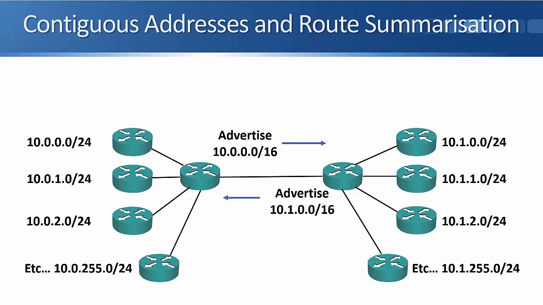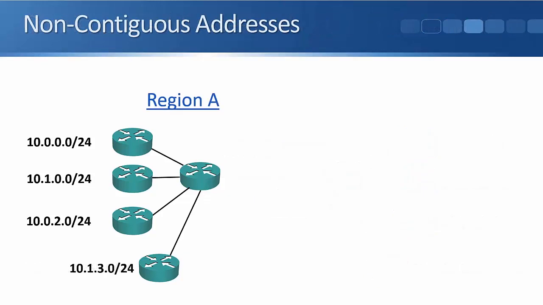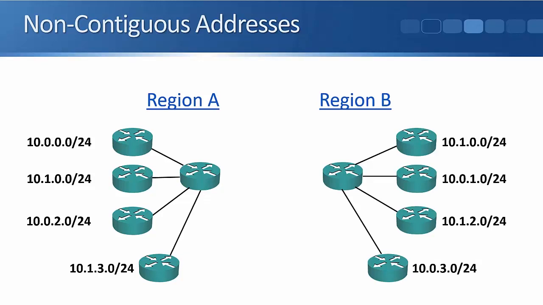So to be able to do this, you need to be careful with the way that you plan your network addressing, and you need to make sure that you allocate them in contiguous blocks like you see here. A mistake would be doing it like you see here. So here on the left, I've got 10.0.0, 10.1.0, then 10.0.2, and then 10.1.3. And on the right, I've got 10.1.0, 10.0.1, etc. So I'm mixing up my 10.0s and my 10.1s.